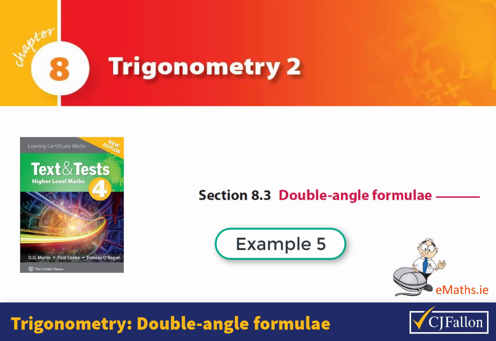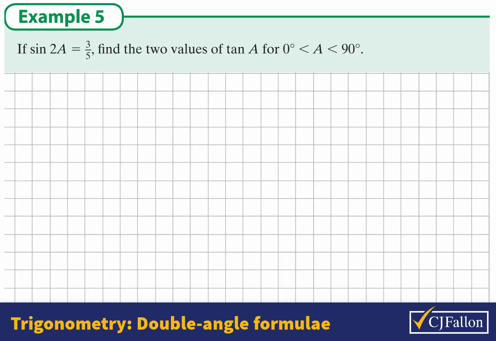This is an example using double angle formula. If sine 2a is 3/5, find two values for tan a between 0 and 90 degrees.